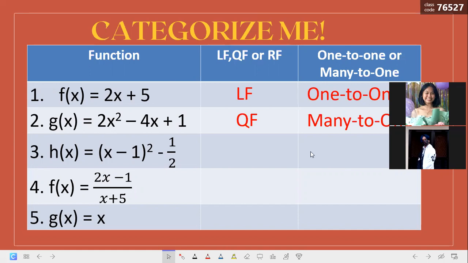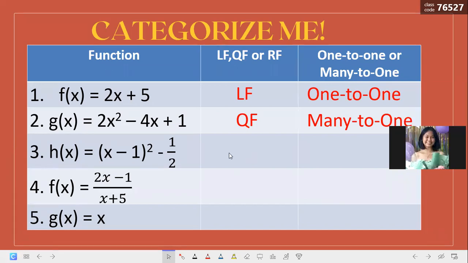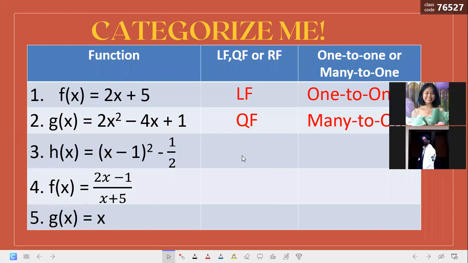Anak. Si Diego na lang. Diego, how will you classify the third one? I think rational function. Rational function. Why rational function? May fraction po. May fraction. Francica, what's your idea with the third function? Do you agree with Neil's answer that this is a rational function?